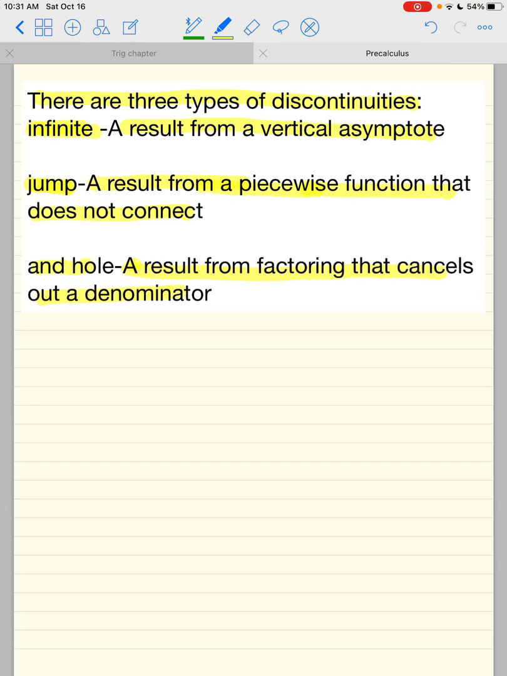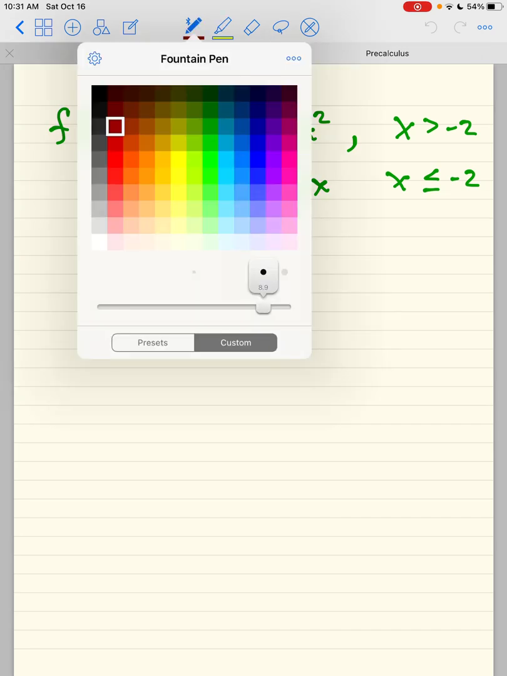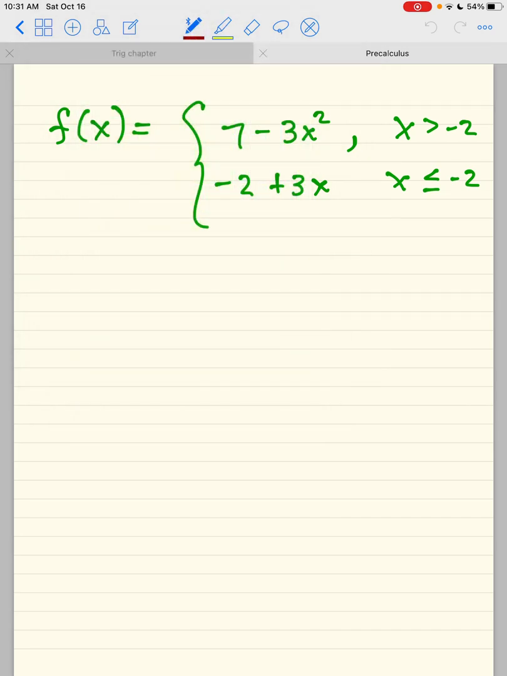So we've already seen the hole in the graph in the previous lessons. So here's a piecewise function, and I want to know if this function is continuous. So this is how we attack this problem. We say anything that's greater than -2, use me. Anything that's less than or equal to -2, use me. These are already continuous. I only care about what happens at -2.